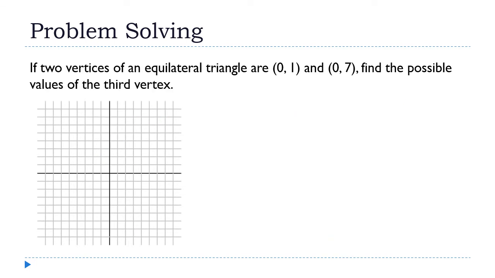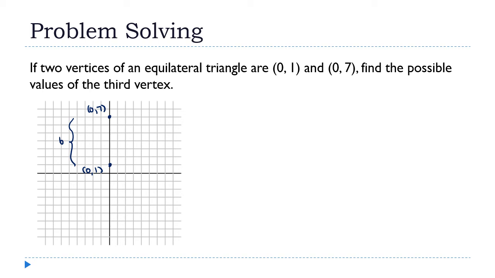All right, so here we've got something that's a little busier, a little more complicated. Let's see, what do we know? We're given 2 vertices of an equilateral triangle. One is at 0, 1, and the other is at 0, 7. And just real quick, just because I know it, this distance is 6.